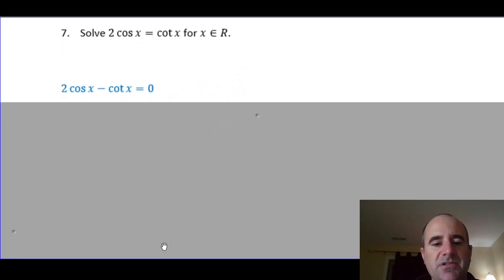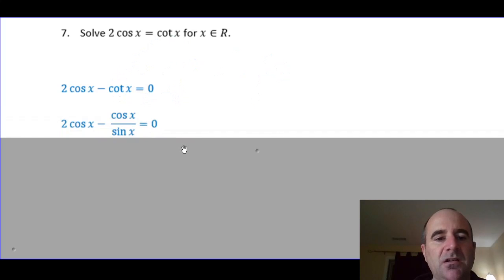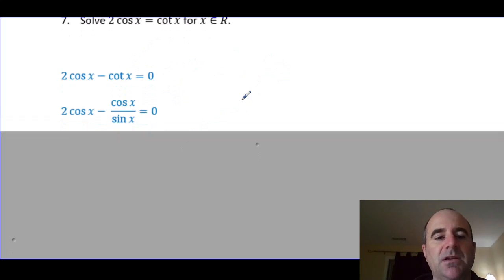I start to use some of the skills that maybe we used when we were solving trigonometric identities, and that's playing around with cotangent, for example. I know cotangent is cosine over sine, so I can do that.